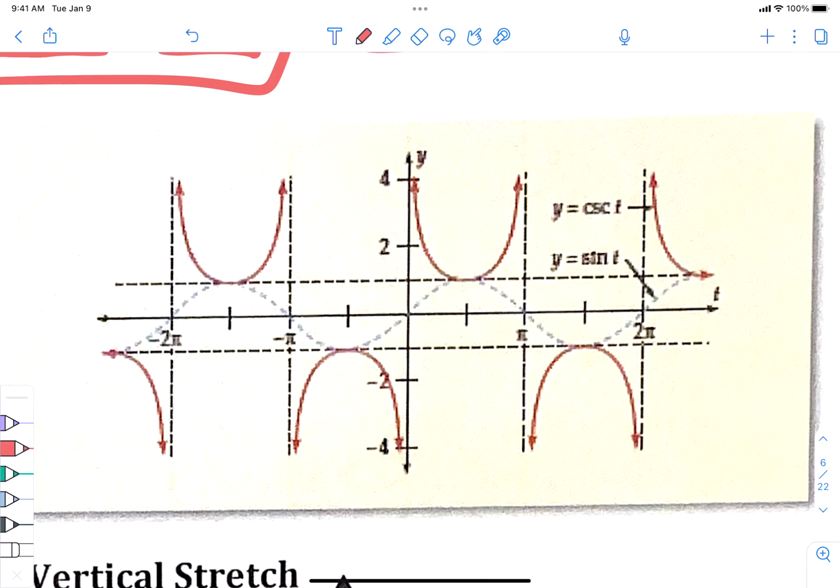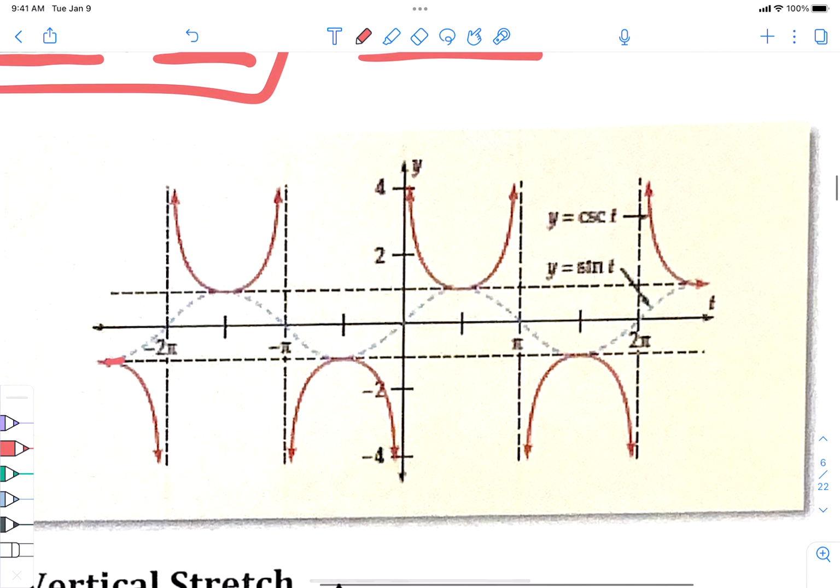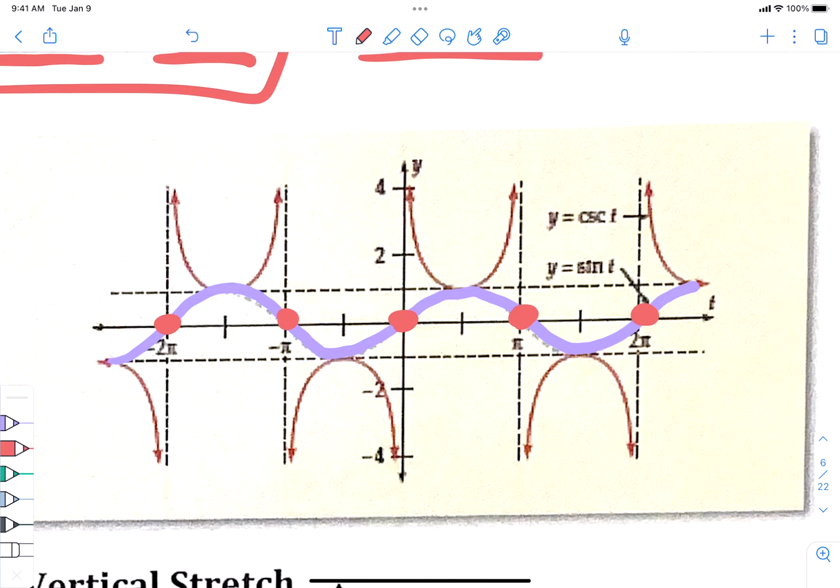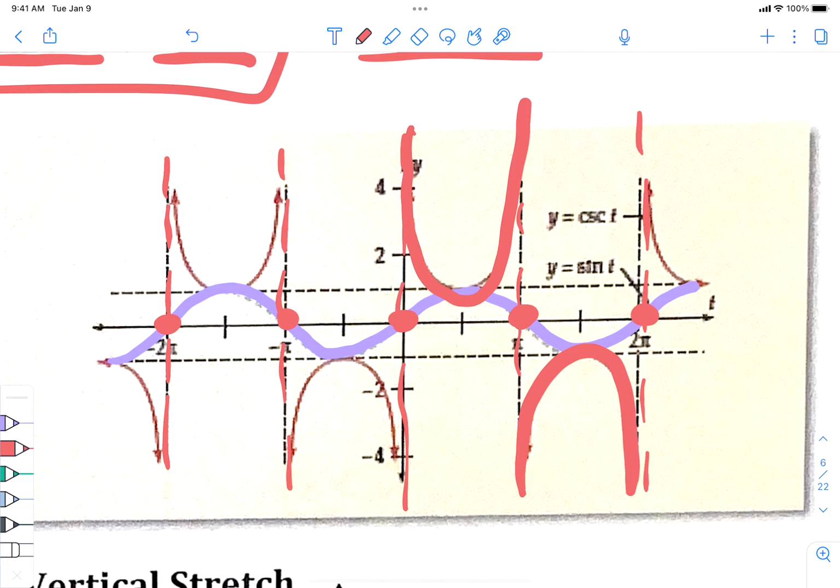Here is the deal, okay? This is what the graph of cosecant looks like. Take note of this dotted blue line. This is sine, and this is the graph of what sine looks like. And when you go to graph cosecant, all you do is you find the middle points of your curves, halfway between the top and the bottom, and you connect a vertical asymptote through each one of those dots. Then you just do little parabolas off of the highest and lowest point. That is what cosecant will look like.